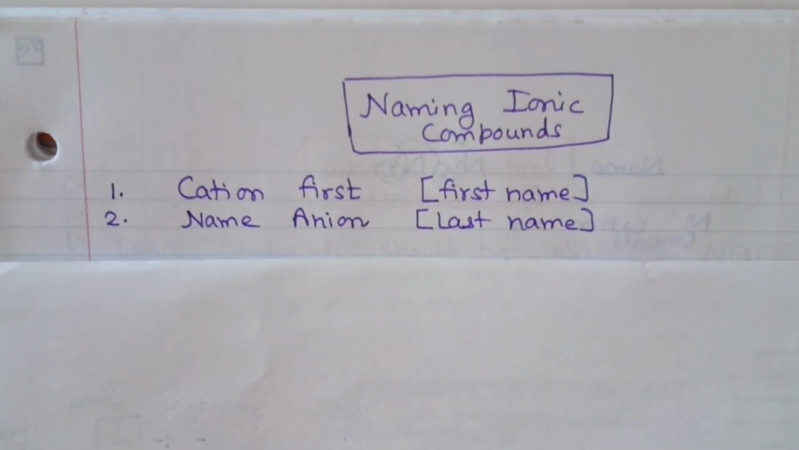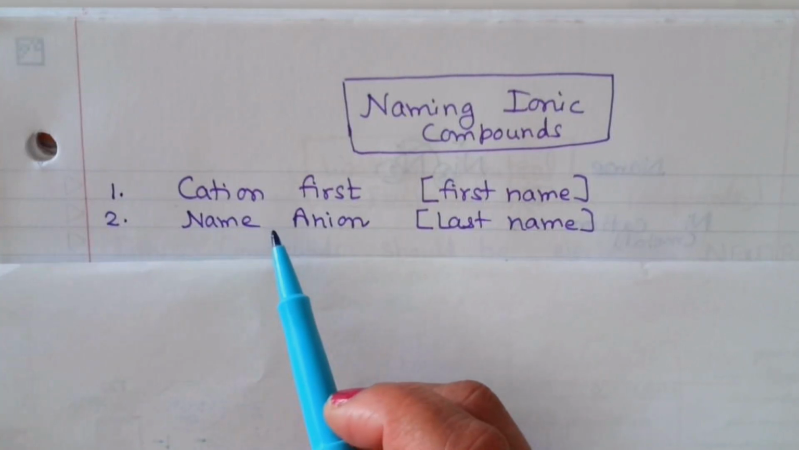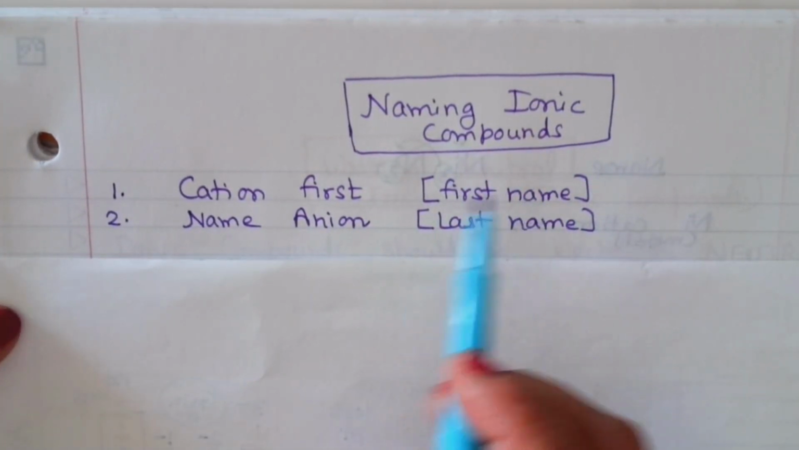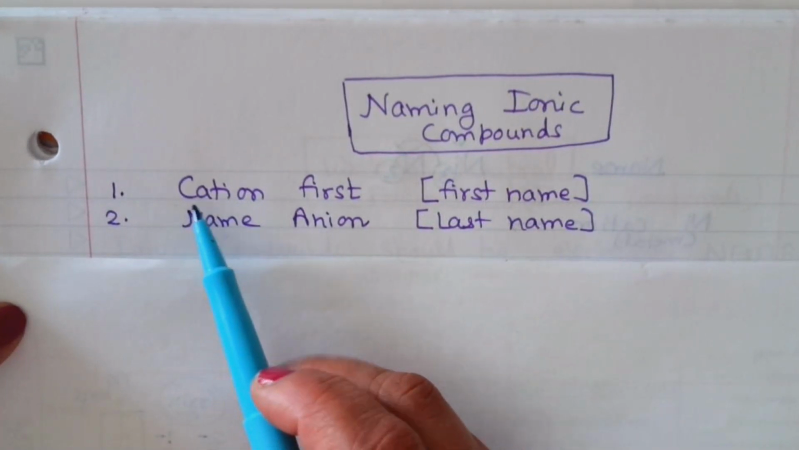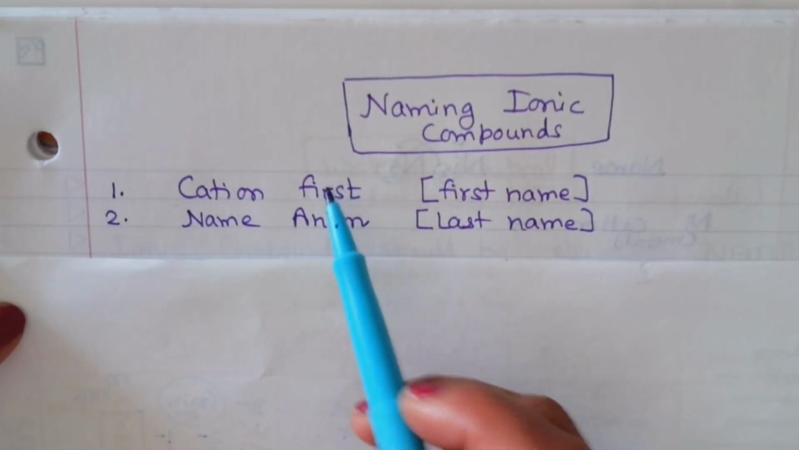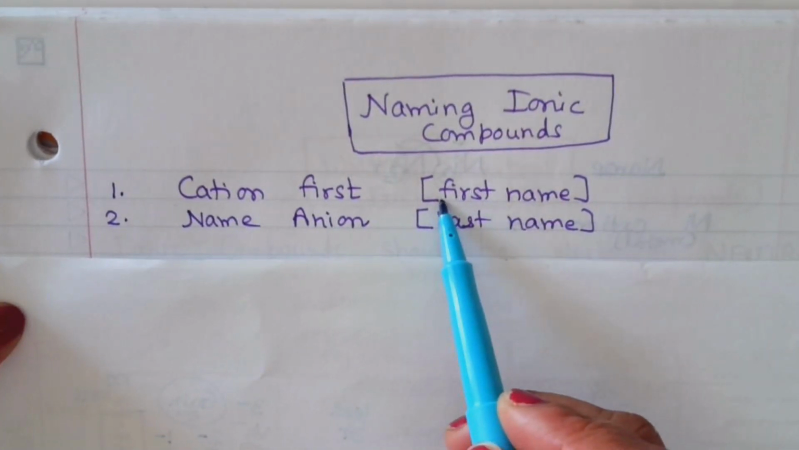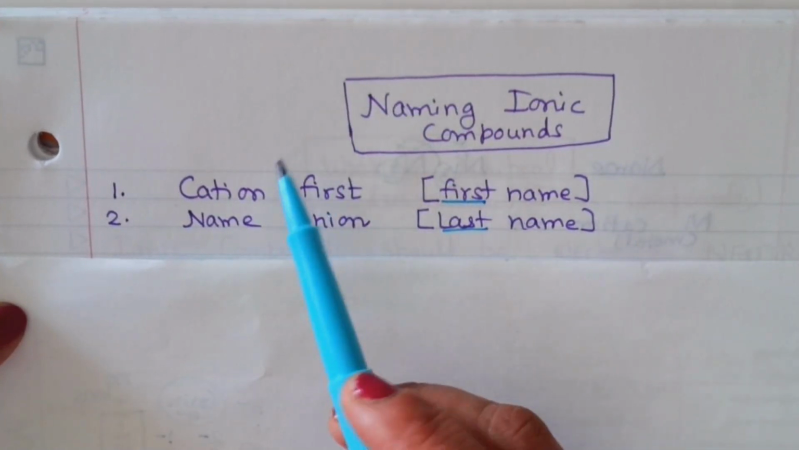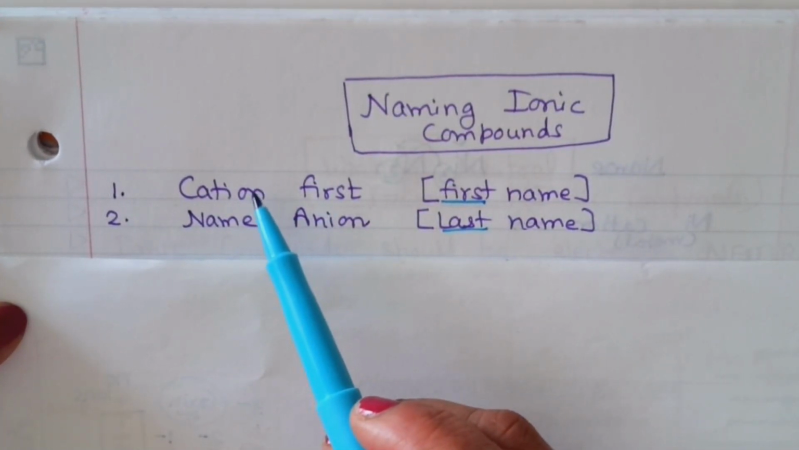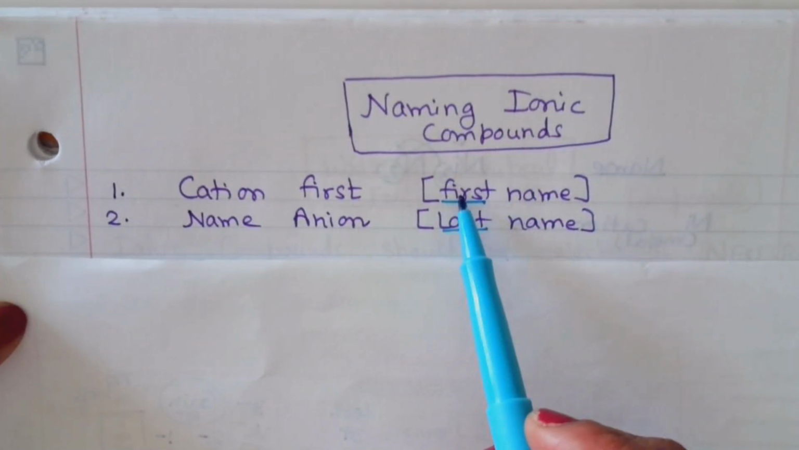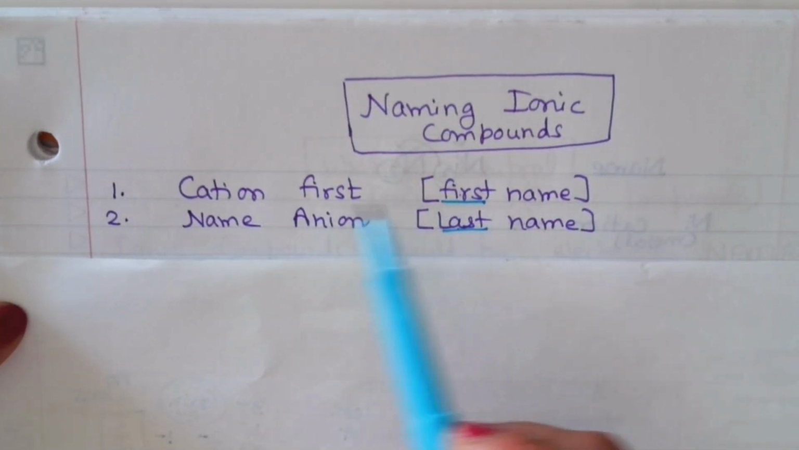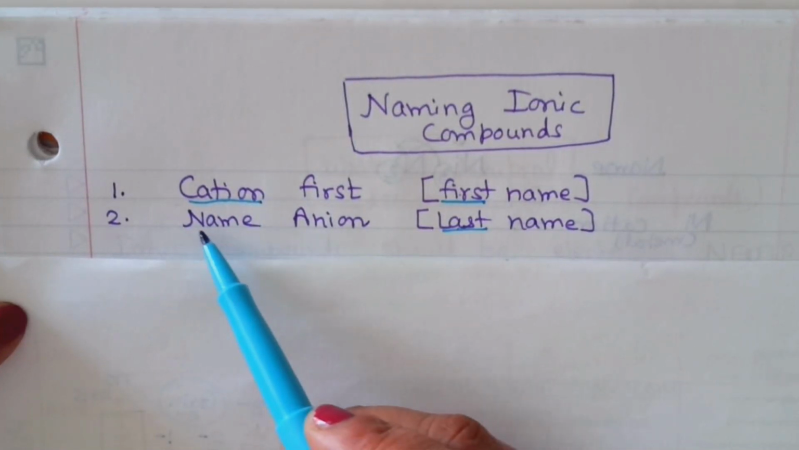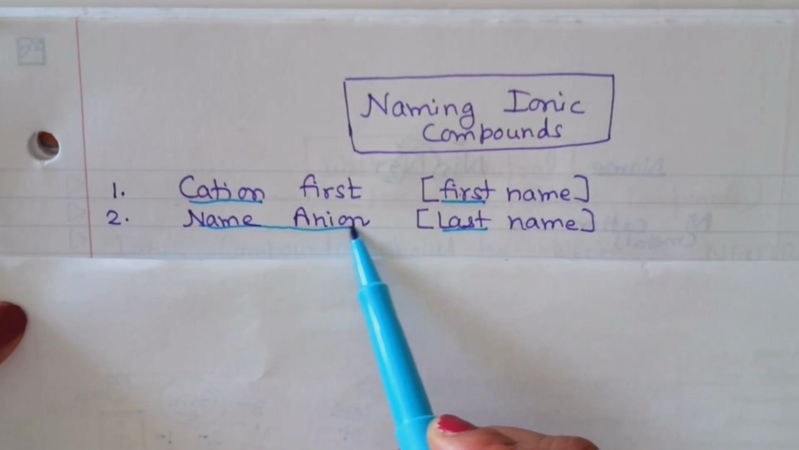Hello everyone, in this video we are going to talk about how we name ionic compounds. So let's start. Every name has a first name and a last name, and the same is applicable for all compounds. All ionic compounds have a first name and a last name. The first name comes from the name of the cation, and the last name is the name of the anion.